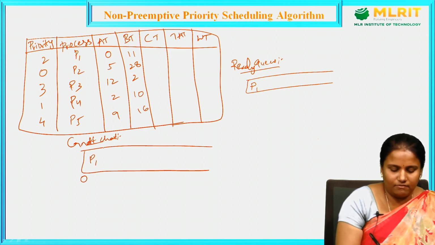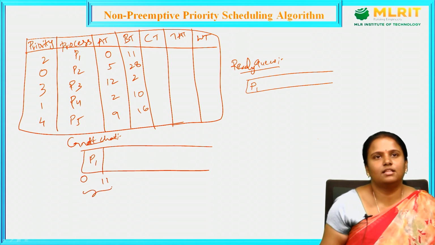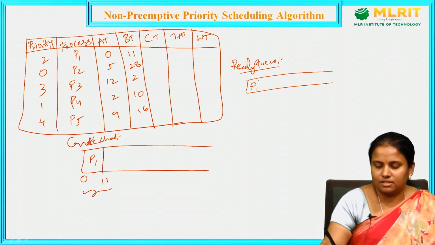P1 has a burst time of 11. So from 0 to 11, which processes are available? P1 is completed. So P2, P4, P5.